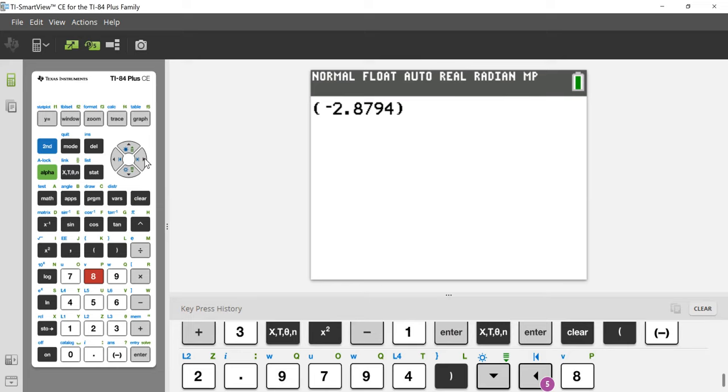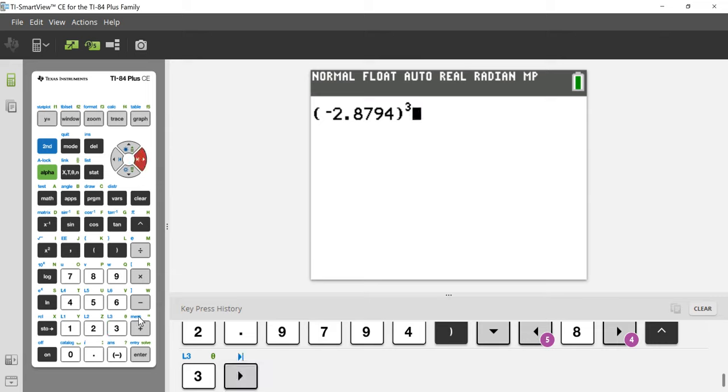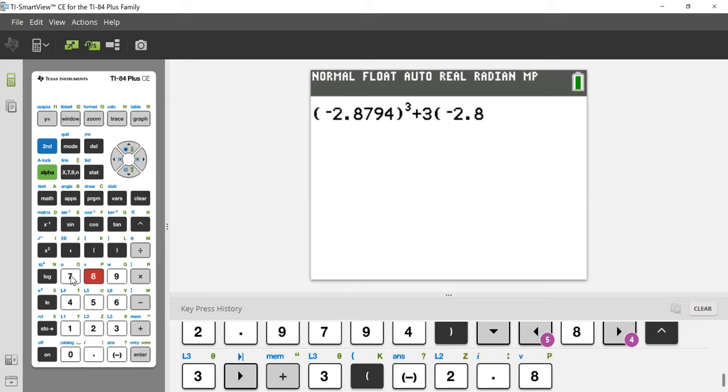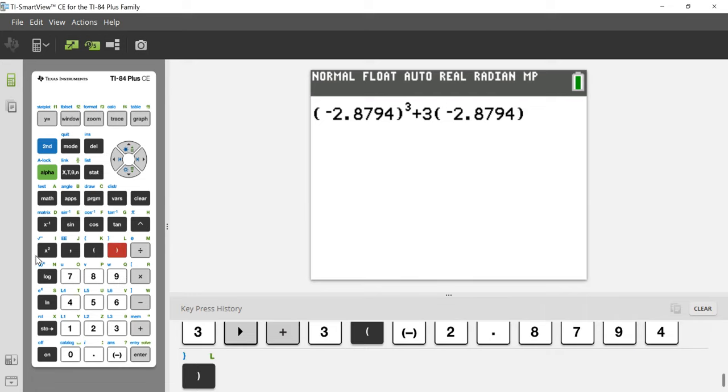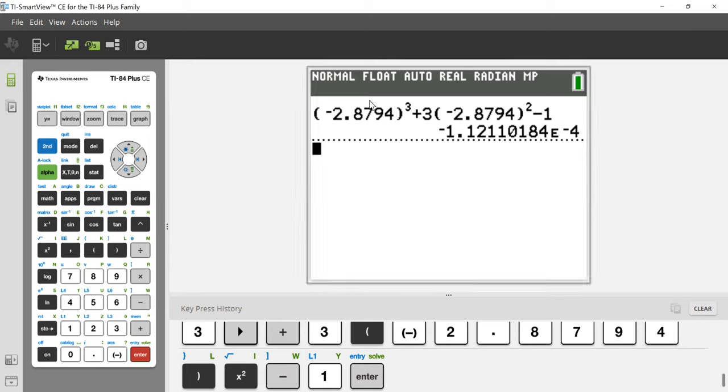And let's try not to make any goofy errors like that. Negative 2.8794 cubed plus 3 times negative 2.8794 squared minus 1. This is supposed to be 0. We rounded that root, and that is demonstrated. We're getting rounding error here. That y is negative 0.0001. So that happens.